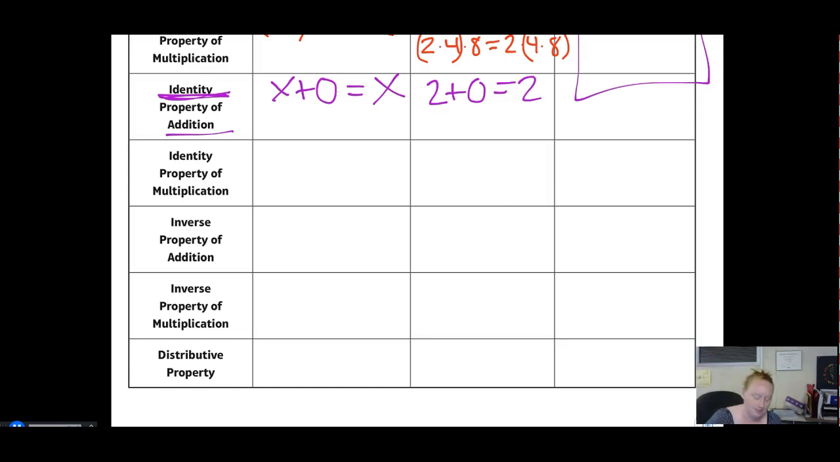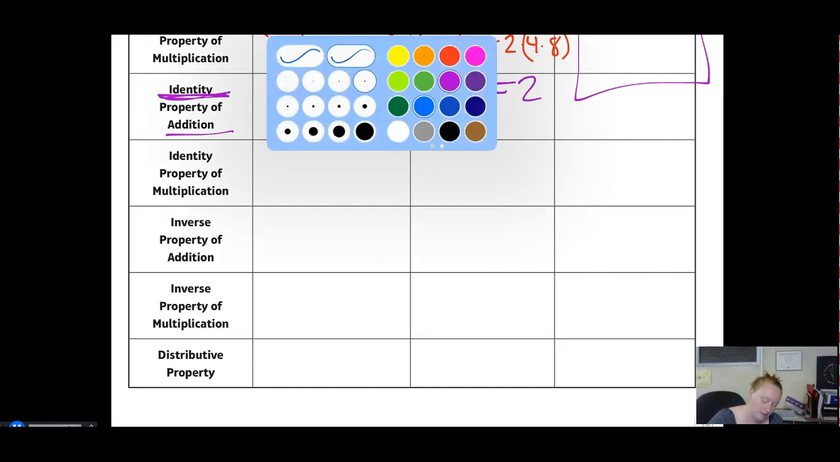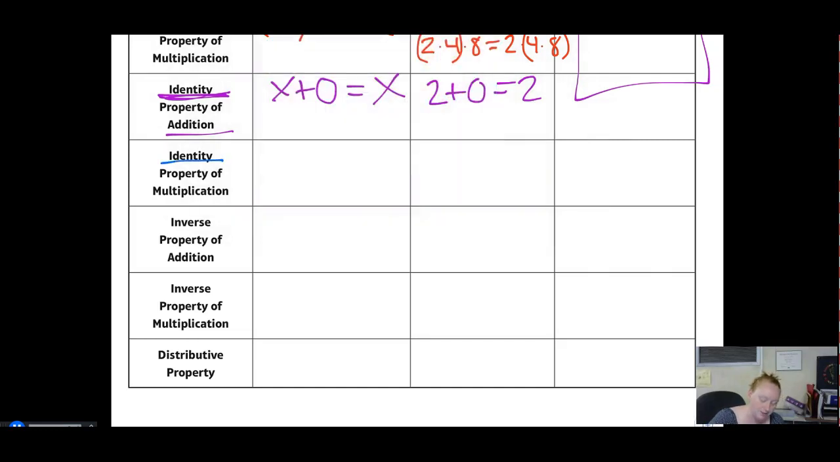Okay. So I have identity property again. It means that I'm starting with something and I'm looking for it in the end. This time it's of multiplication, so I'm looking for that number that multiplies by it that makes 1. x times 1 still makes itself.